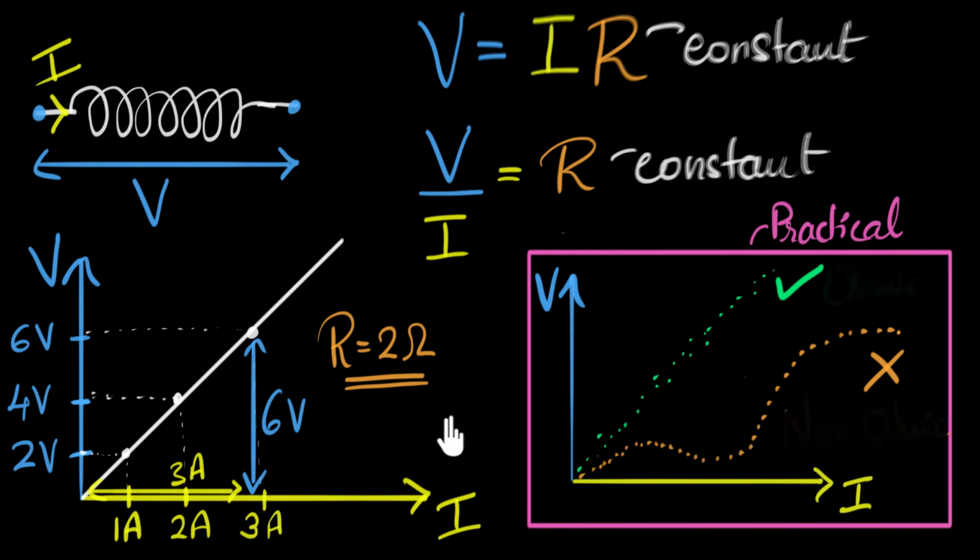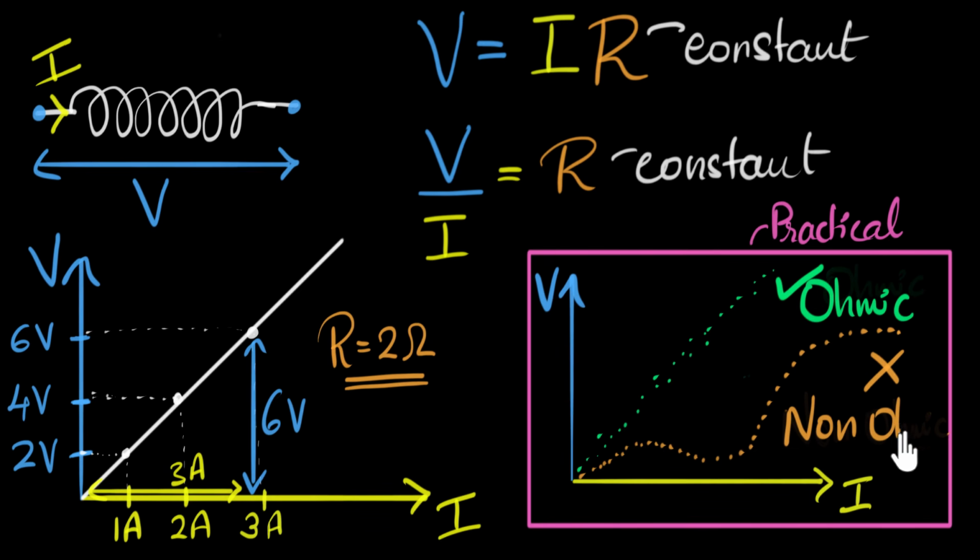And lastly, things that obey Ohm's law, we usually call them ohmic materials or ohmic devices. For example, metals obey Ohm's law, so they are ohmic materials. And things which are made of metal are also ohmic. An example would be the filament of a light bulb. They are ohmic devices.